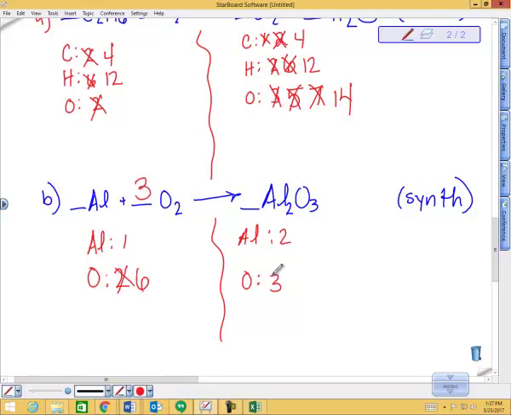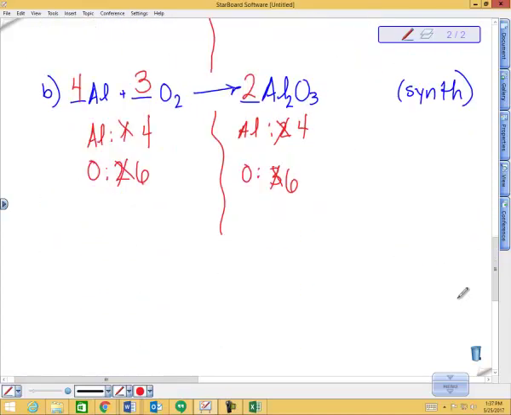Now oxygen here, if I want to get 6, what am I going to place in the front right here? Yeah, I'm going to stick a 2 right there. Now that's going to change both of these, right? How many aluminums do you have now? Okay, and now you need 4 aluminums on the left. There you go. And that was B. Okay, everyone doing okay? So 13C.